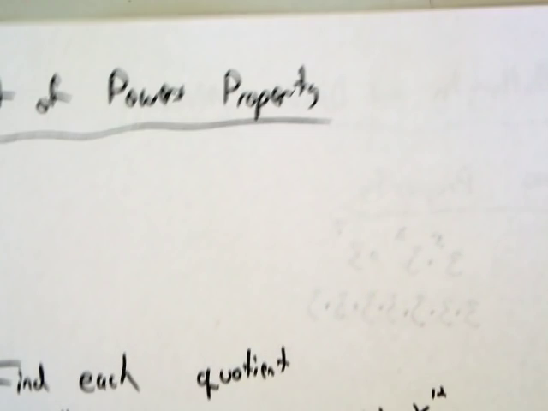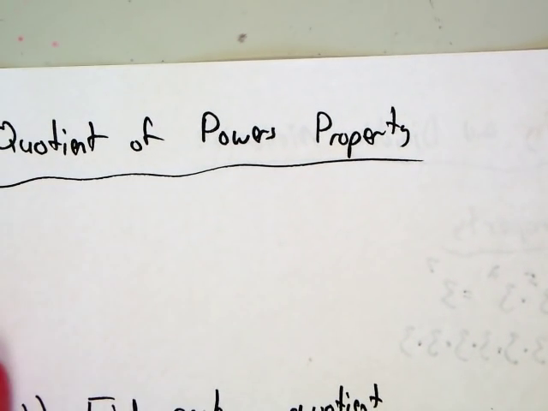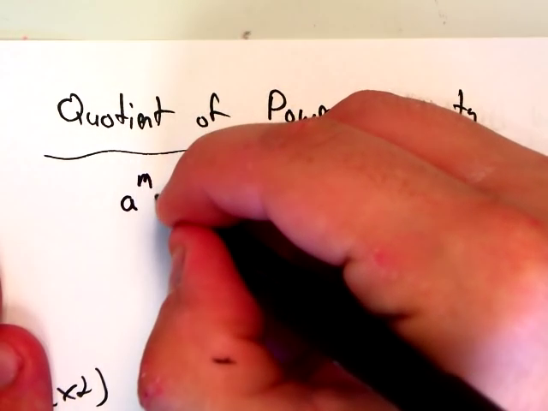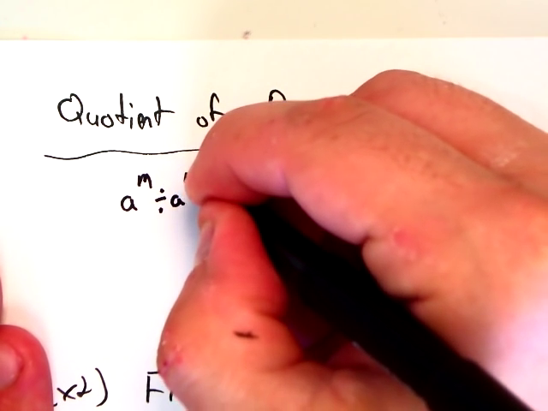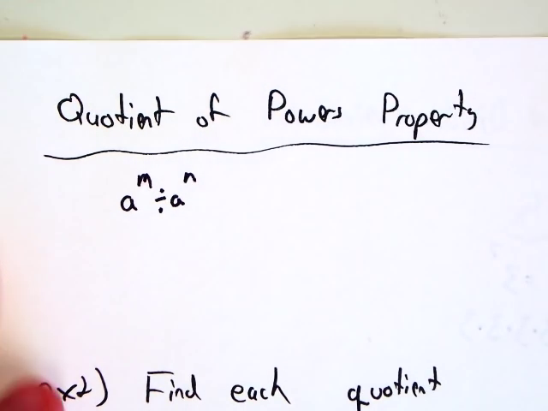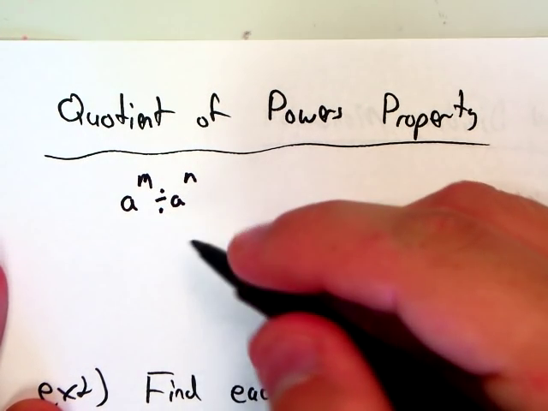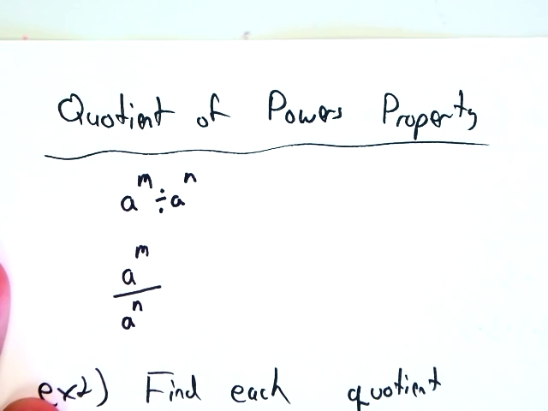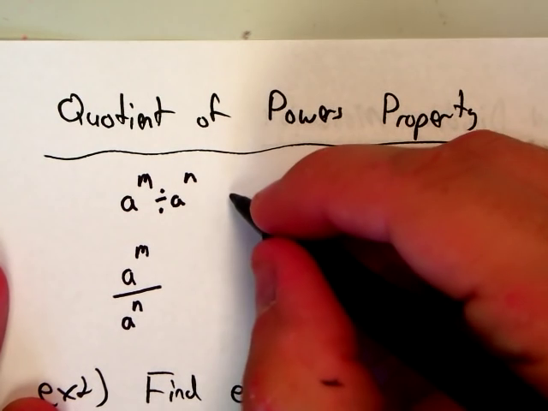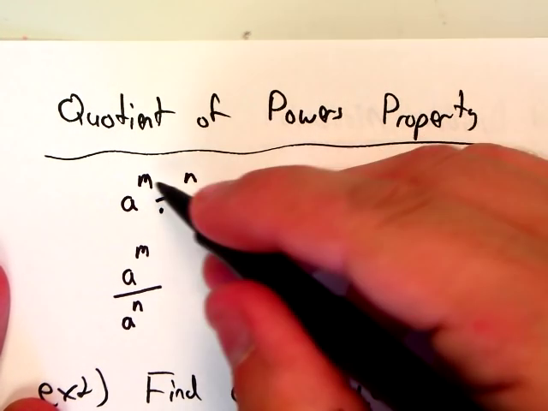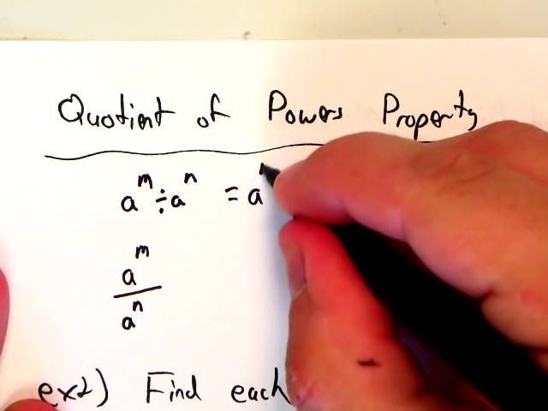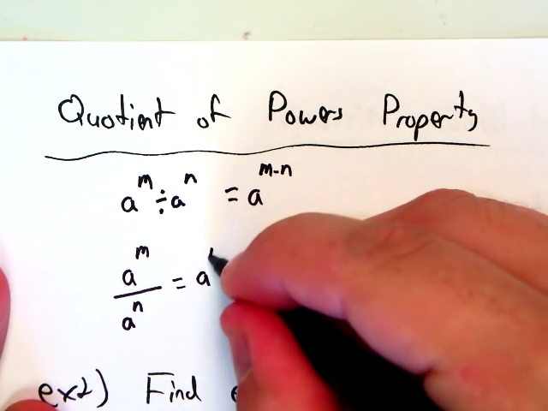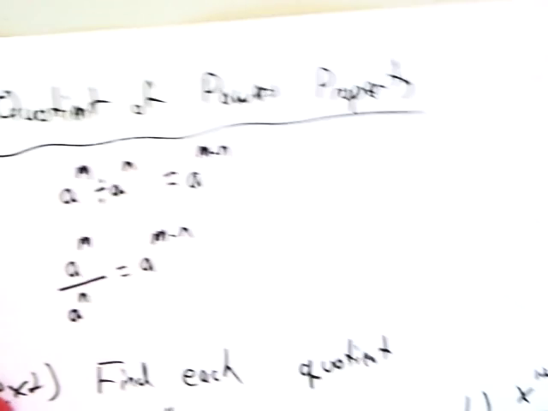All right, so now let's talk about dividing. And what we're going to look at is a property called the quotient of powers property. I'm going to start with the same process. The only difference is instead of having a to the m times a to the n, I'm going to have it be divided by. Another way to do this is a to the m in the numerator, a to the n in the denominator. With multiplying, we added the exponents. With dividing, we're actually going to subtract the exponents. And I'll show you why that works.